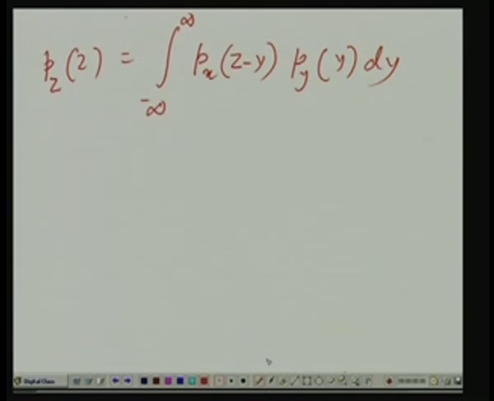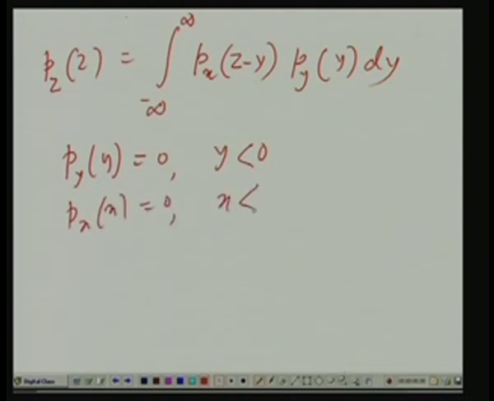Here, if it is further given that these functions P y y is 0 for y less than 0 and also P x is 0 for x less than 0, in system theory we say that these are causal signals, that is they do not have any component to the left of origin. If the probability densities here are such, they look like some causal signal, that is for any y or x taking negative values, the corresponding probabilities are 0. Then this integral becomes further simplified.